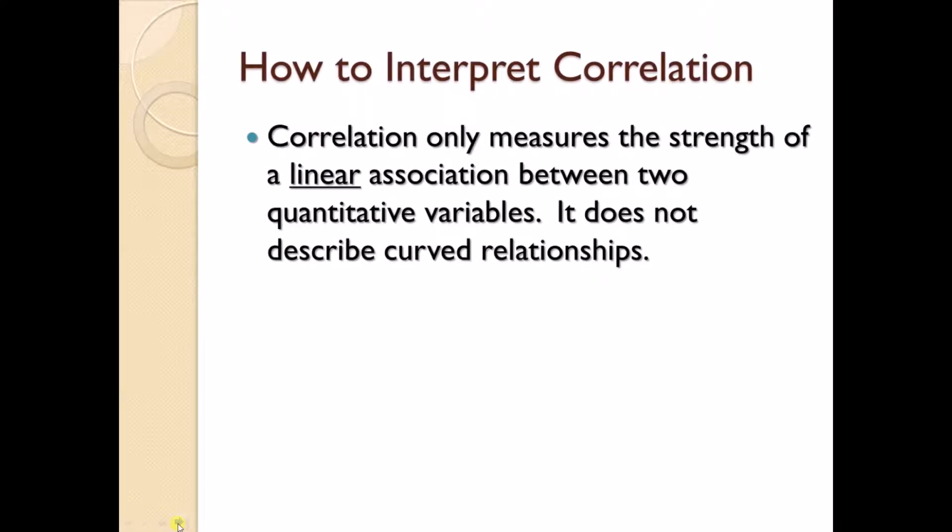Correlation only measures the strength of a linear association between two quantitative variables. It can't be used with curved relationships. This is why it's so important to look at a scatter plot first and decide if you have something linear from that, as opposed to hoping that your R value will show something that's linear. It can show a linear strength and it can show direction, but just because it's showing linear strength, you have to verify the linear first. So that's important.